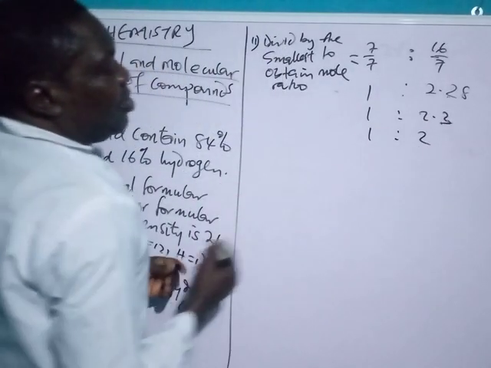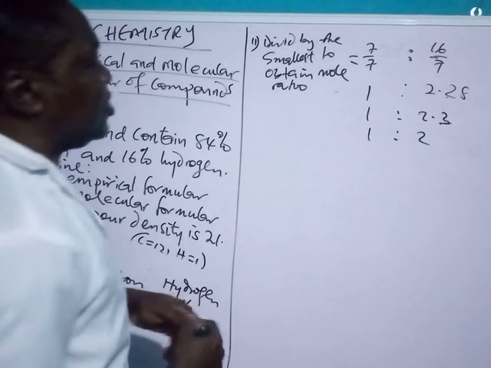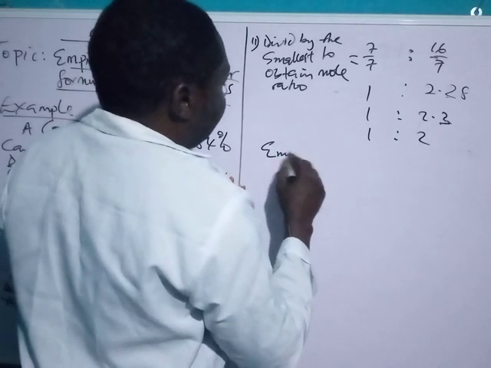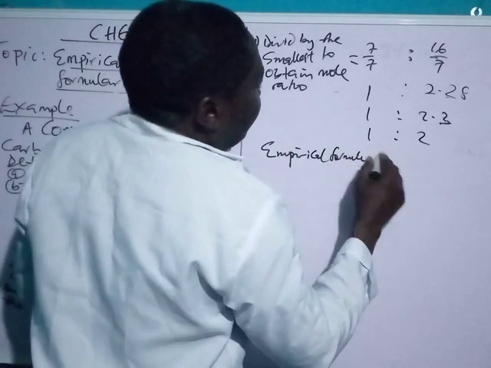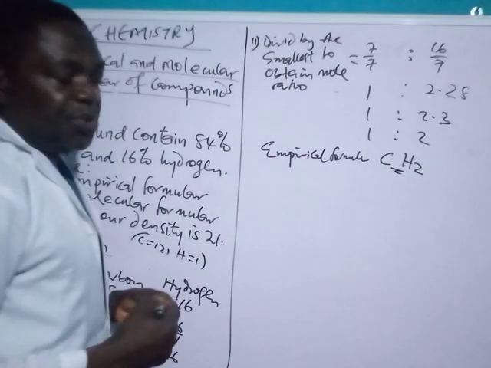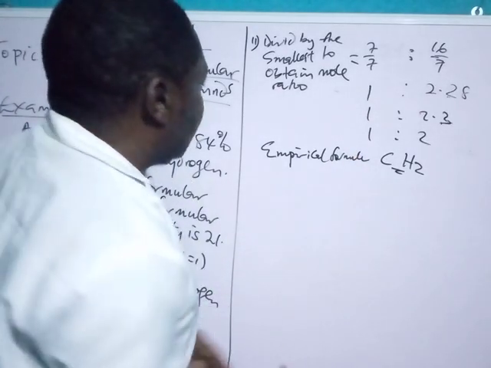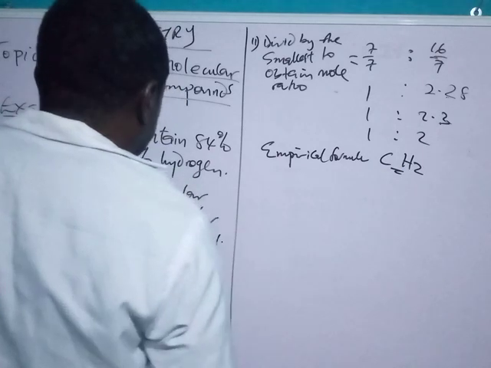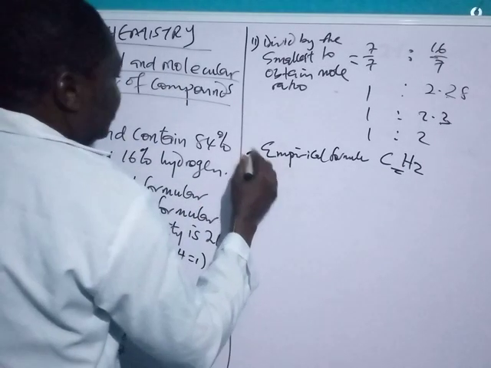So if you have the ratio of the elements in the compound as 1 to 2, then the empirical formula automatically becomes CH2. So this is CH2. It is not specific because it can still be increased. So in order to make it more specific, we go for the molecular formula. This is the empirical formula.